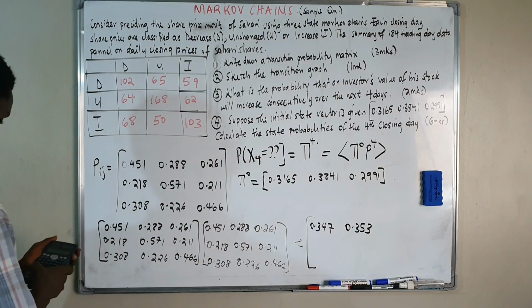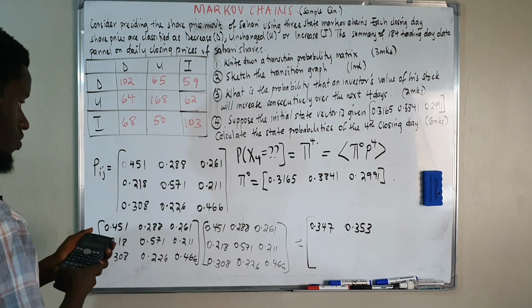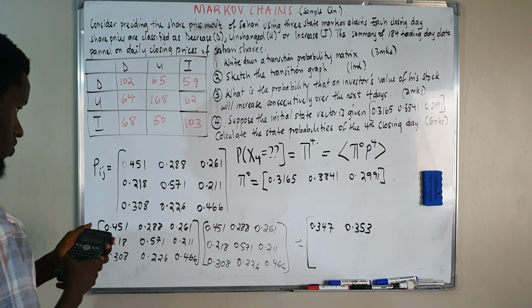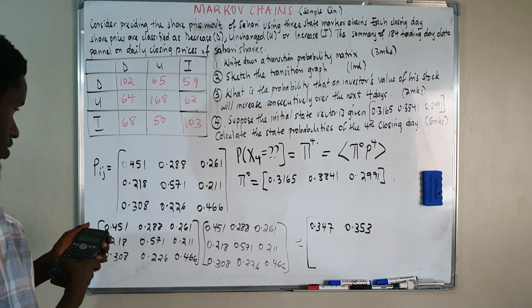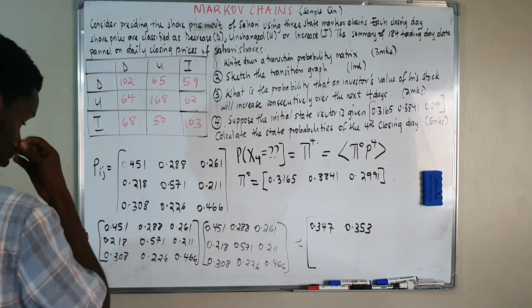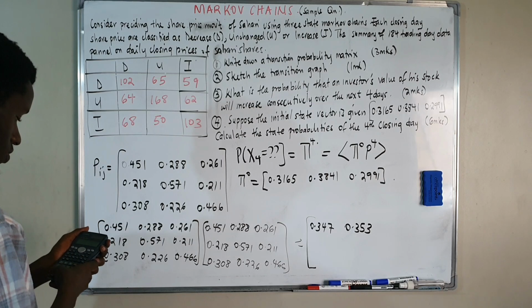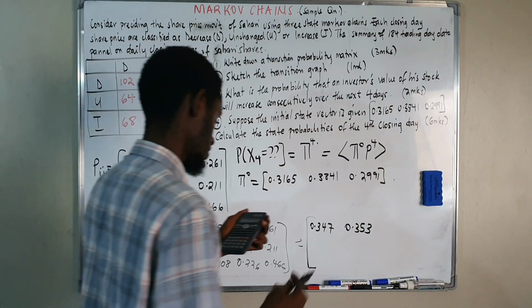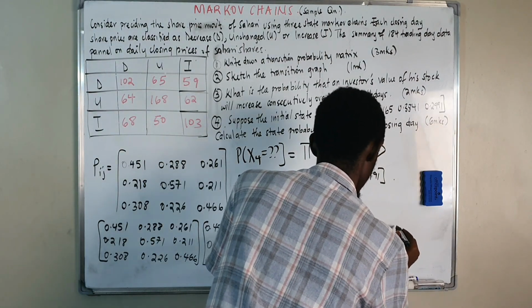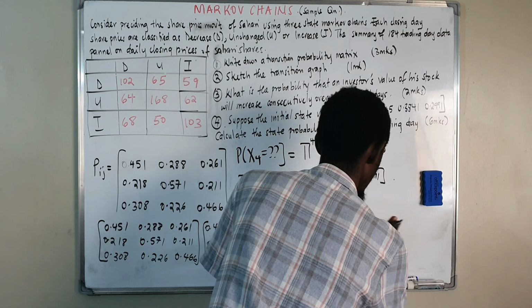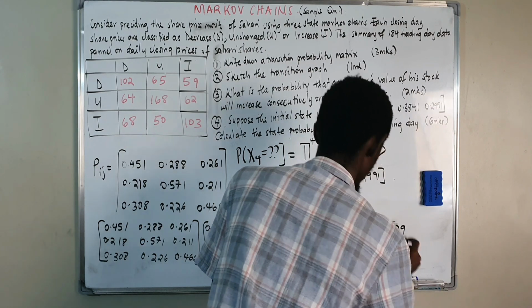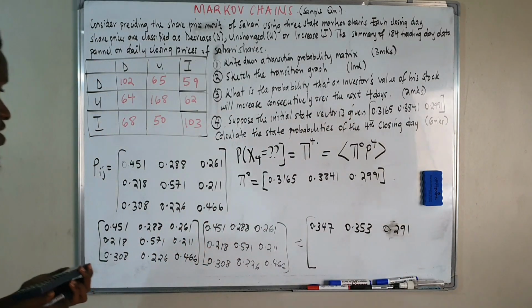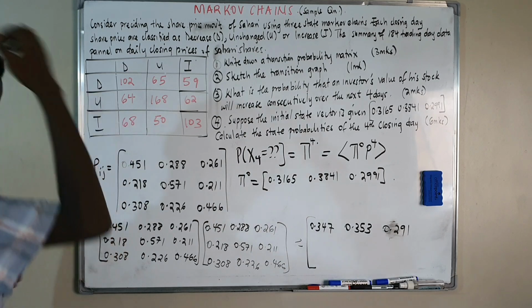Then also here we do the same thing for this row. We shall have 0.5 into 0.261 plus 0.288 into 0.211 plus 0.261 into 0.466, and then we shall get 0.291. I think this will continue until we get our P power 4.